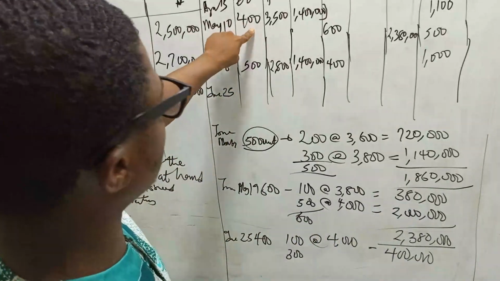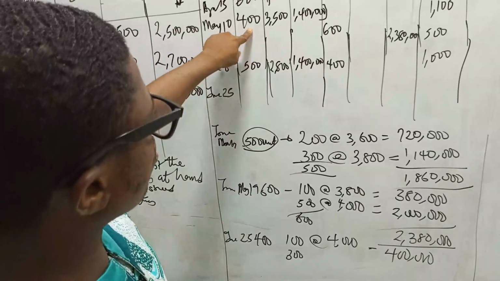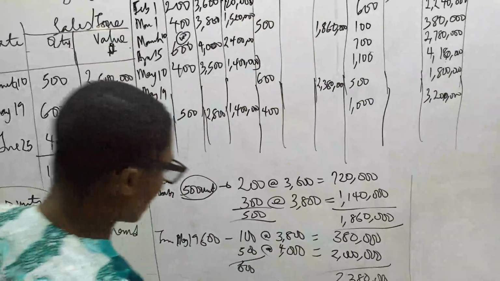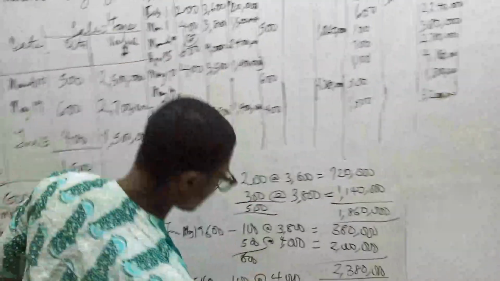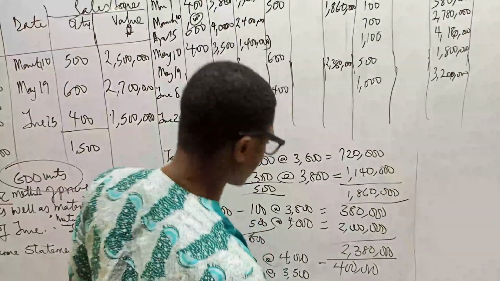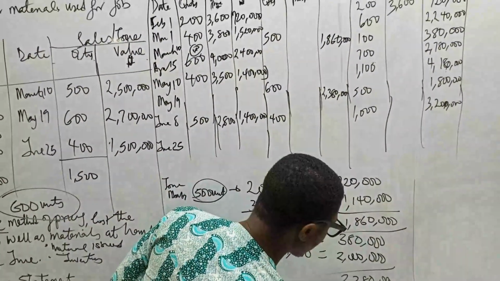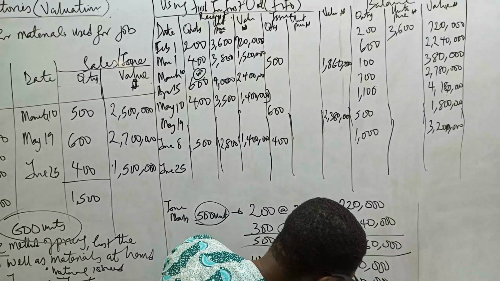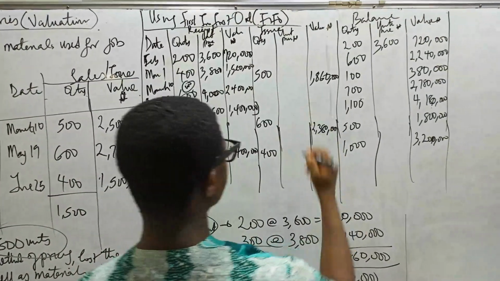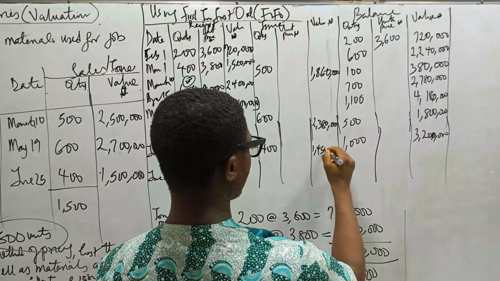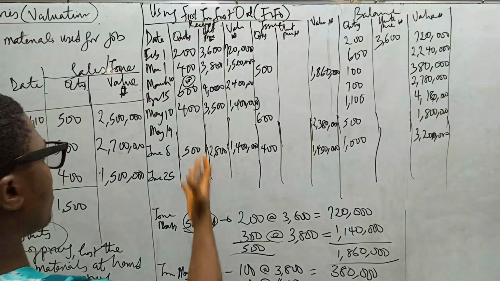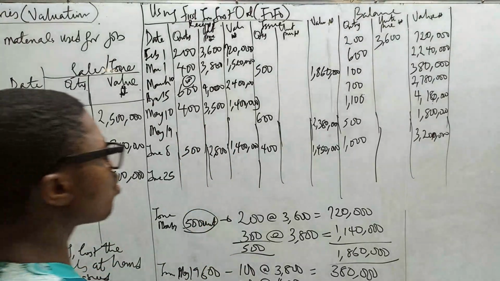And what's the next? The next is 400 units. So that means we take our 300 unit balance from this 400 units. So that will now mean that this 300 unit will be valued at 3,500. Then 3,500 naira will give us 1,050,000 naira. That will now give us 1,450,000 naira. So that is what our issue of 400 units will be valued at, 1,450,000 naira. Again, as I said earlier, while receipt increases our balance, issue reduces our balance.